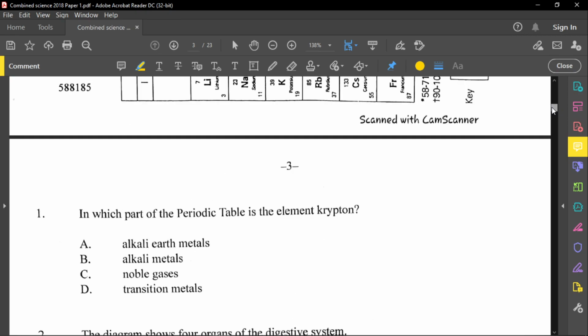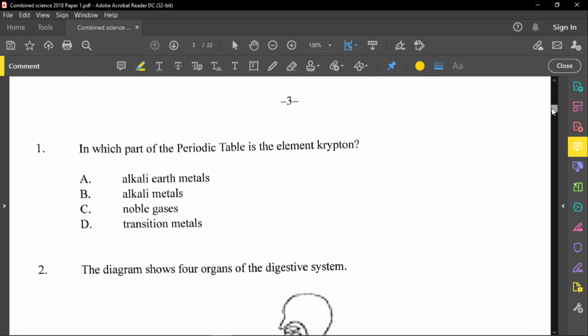All right, so let's go into our first question here. The first question reads, which part of the periodic table is the element krypton? You can look at the periodic table, and you will notice that it is a noble gas. So C will be your answer right there.